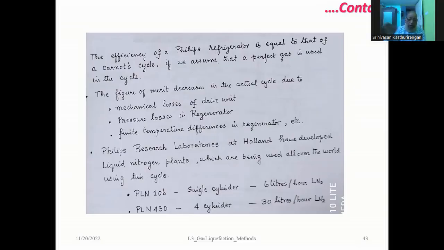That means there are four piston cylinder arrangements. They are all connected to a common crankshaft and it is capable of producing 30 liters of liquid nitrogen per hour. Okay, that's the sort of production it gives. The Philips refrigeration system units were originally with Philips, but were moved over to another company called Stirling Cryogenics. And now the Stirling Cryogenics people are marketing these products all over the world.